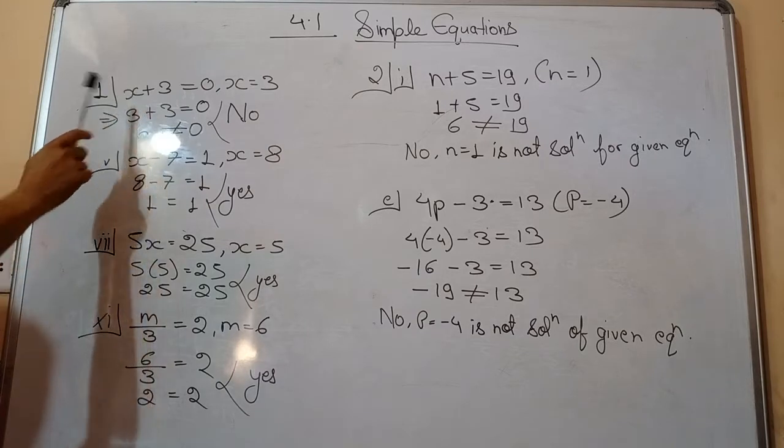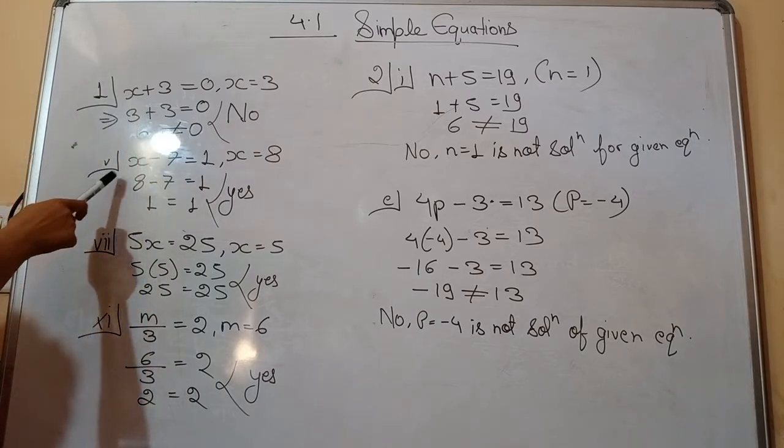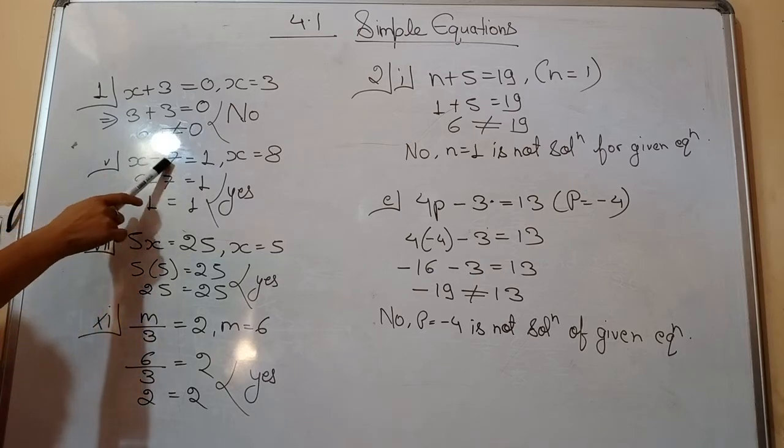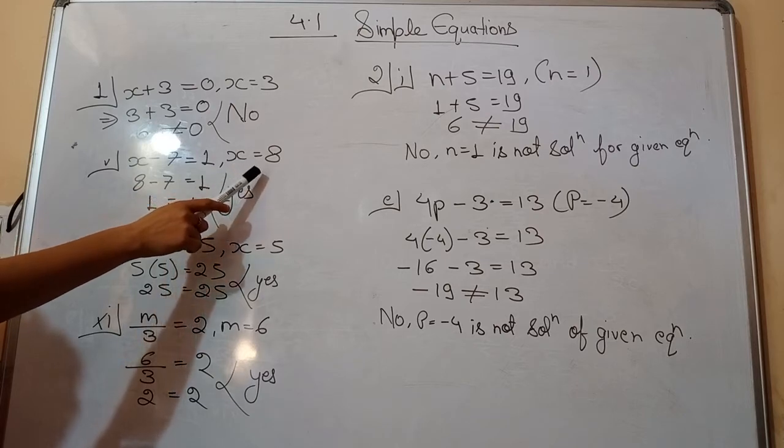Now this is for positive. I am explaining every type of example. So option number 5 is having a negative sign. x minus 7 is equal to 1. What is the given value of x? There it is given 8.